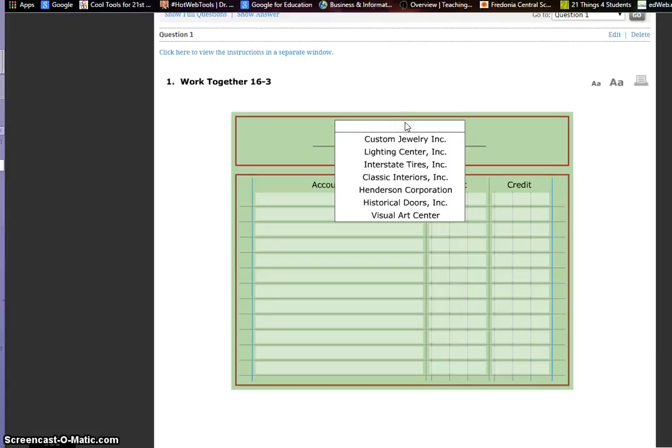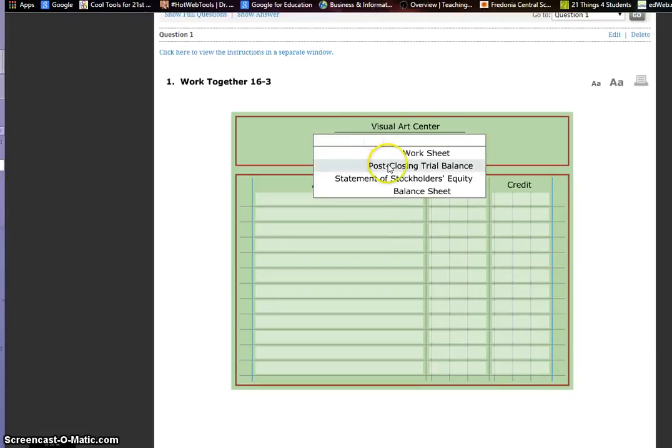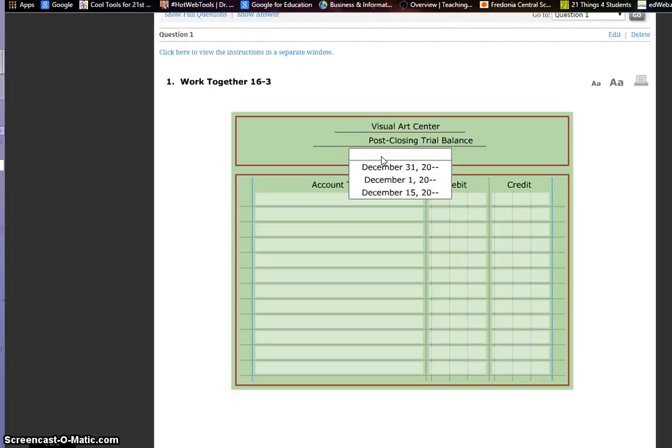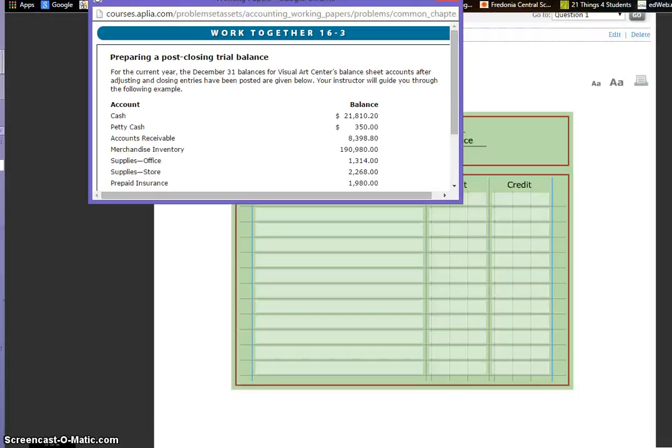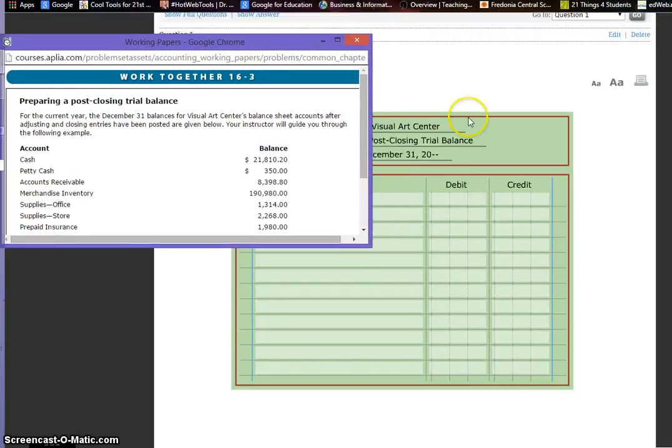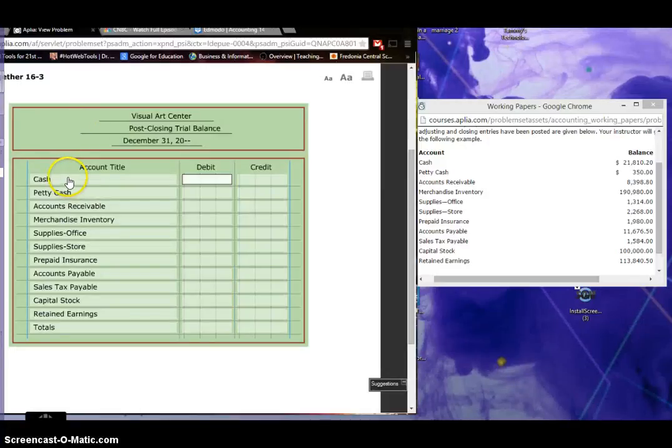Our title here is going to be the Visual Arts Center, post-closing trial balance, and the date of December 31st. We're going to start by just listing all of these account titles, so you can actually have it open side by side and list all of the account titles. Now that we've listed all of our titles in and have the totals at the bottom, we can start simply putting in the balances in the correct debit and credit columns.